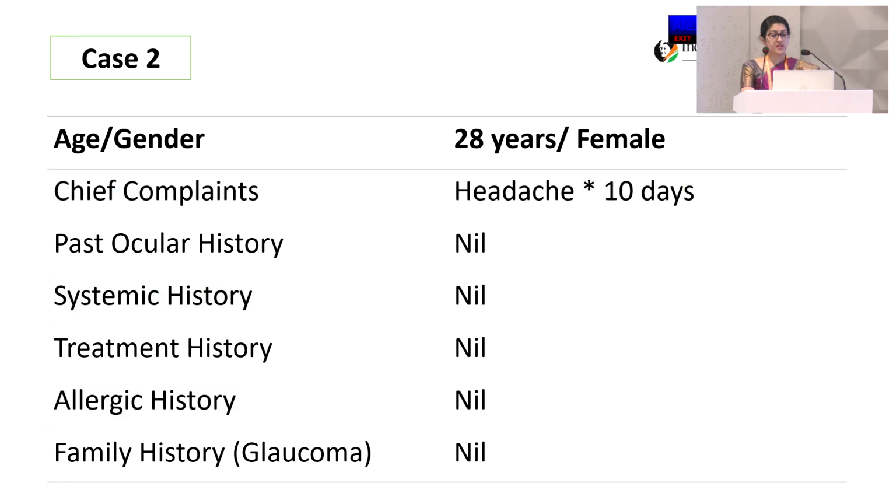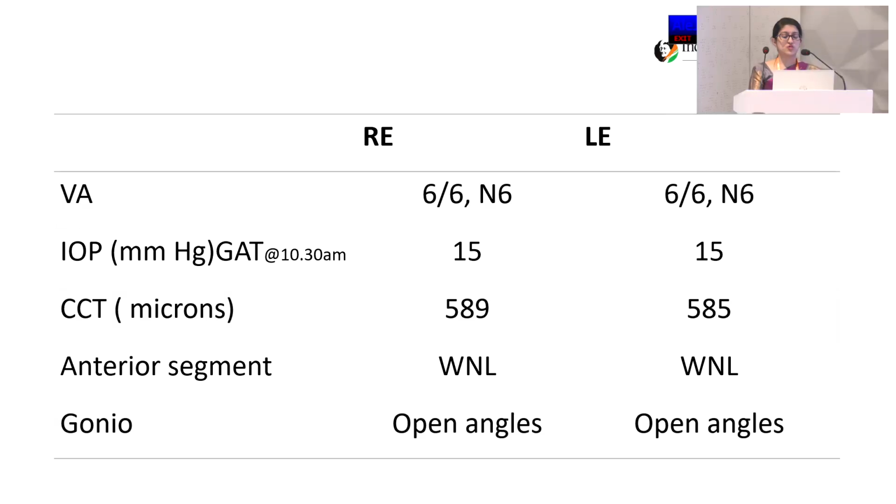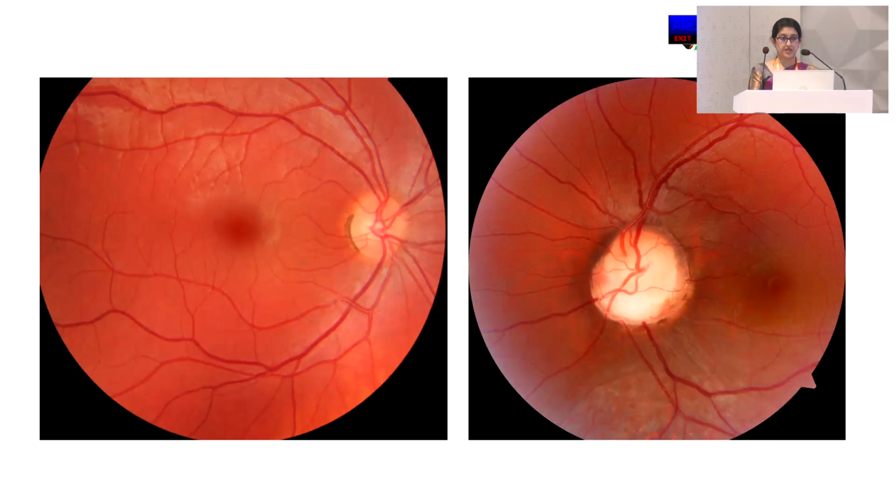Okay, coming to the second case. We have a 28-year-old female who came to us with a history of headache, nil significant history, with a visual acuity of 6/6, N6, and intraocular pressure, cornea adjusted, was 15 millimeters of mercury in both the eyes. Anterior segment again normal and gonioscopy showed open angles. So this is the fundus picture of both the eyes.